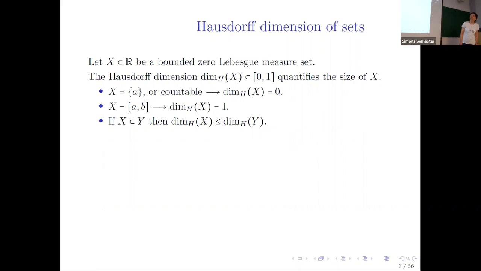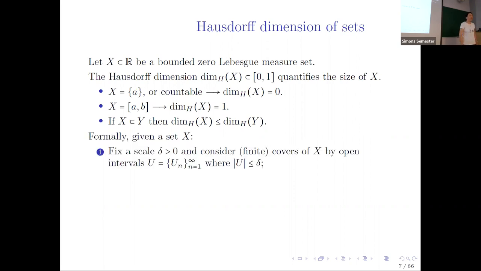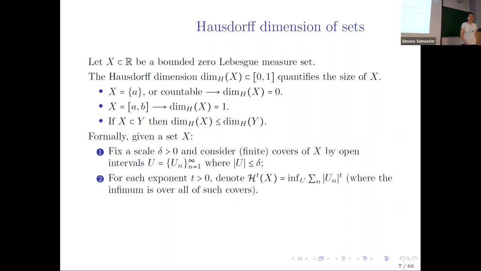What will be particularly useful to us is that if one set is a subset of another, then the inequality between the dimensions of course holds. And if you want to see a more formal definition, because you're not satisfied with this hand waving, we can formally define it by picking some small number delta, and you can consider a cover of your set by intervals of length delta. Then you can define a new quantity, which is going to be the infimum along all covers of the sum of the lengths of your intervals raised to the power t.